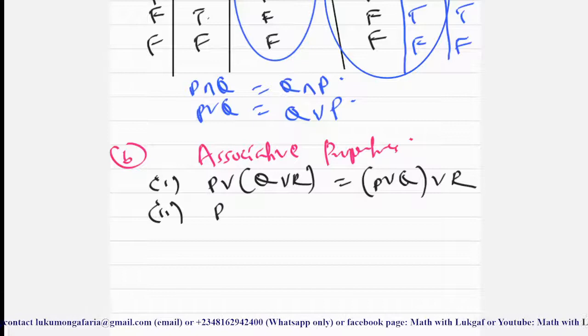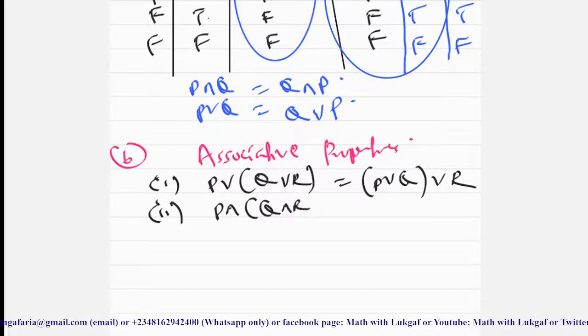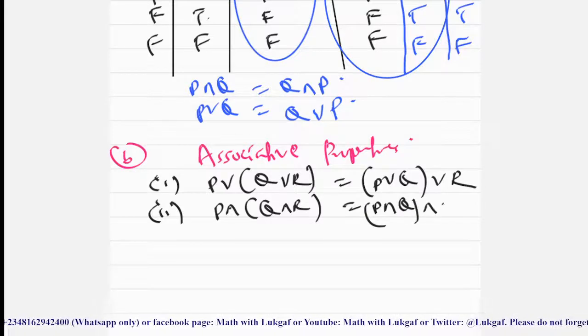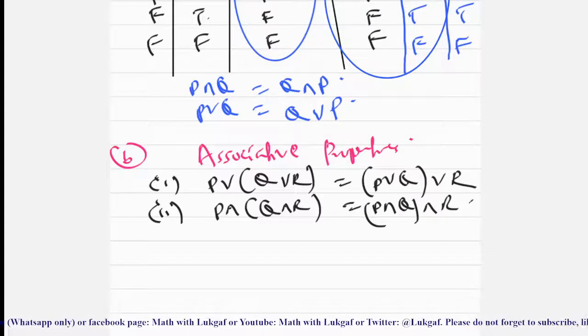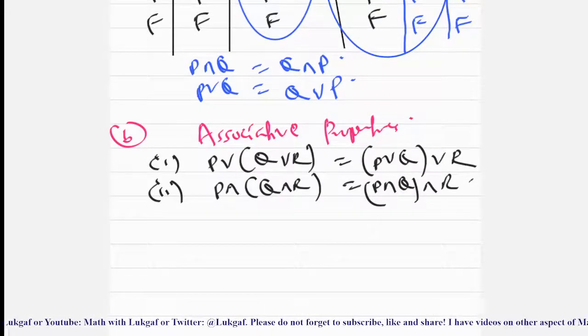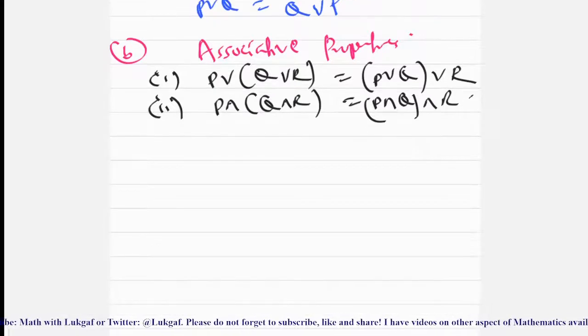Conjunction: P and Q and R is equal to P and Q and R, grouped either way. I've shown this in the previous video. You can refer to it, or I leave this as an exercise for you. So you have P, Q, R. It means you are going to have eight possible truth values: true, true, true, and so on, down to false, false, false. Go and check how I've done that.